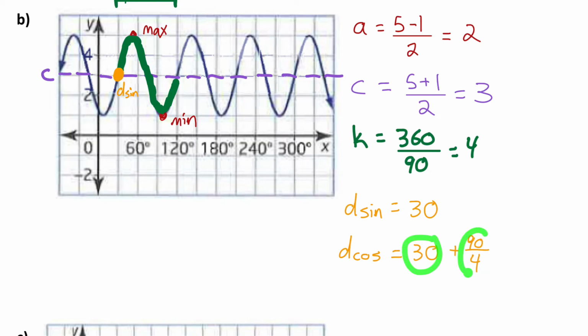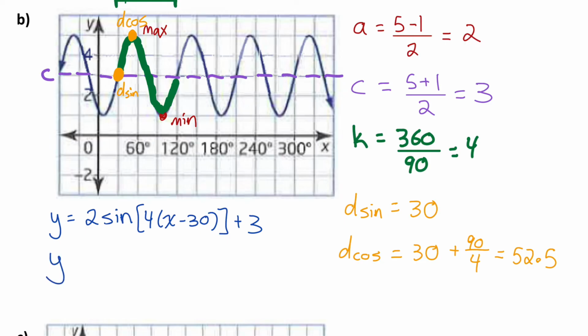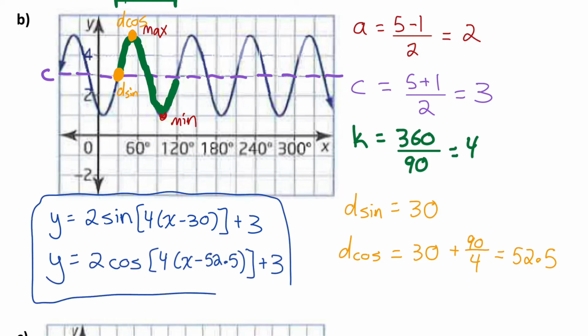And we know the d value for sine was 30, and the k value was 4. 30 plus 22.5 would be 52.5, which means the x coordinate of this maximum point up here, we can use as the d value for cos. It was 52.5. And now I can write my final two answers. I'll start by writing the sine function, and then for the cosine function, the only difference is going to be the d value. Both of these equations are equivalent to each other, and they both define the function that we have the graph of up here.